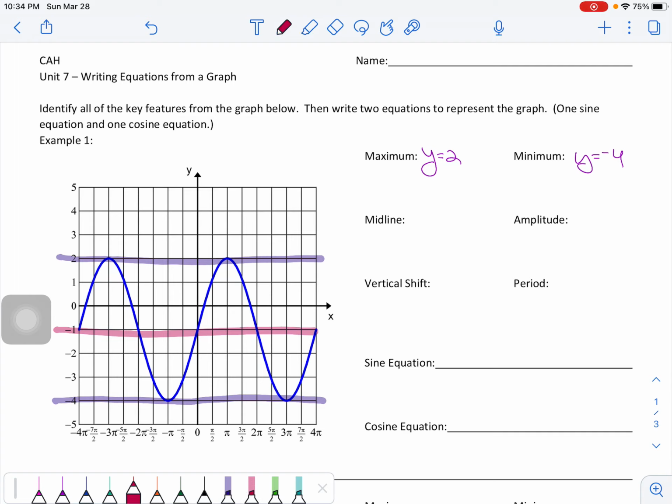And so that midline is actually my vertical shift. So down 1. Because normally the midline for either sine or cosine is the x-axis, and clearly we've shifted it down. Now, one way to double check your midline is actually to work with the amplitude.